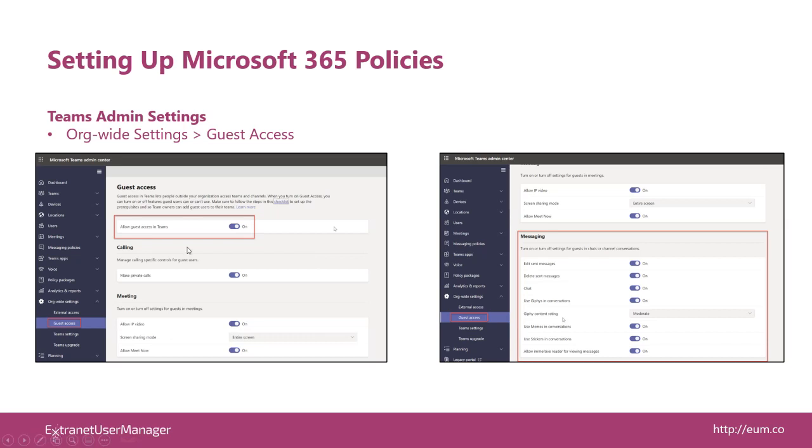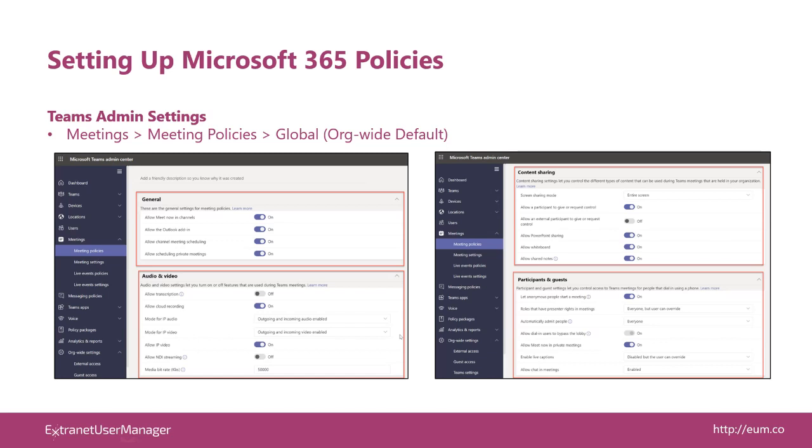Teams side, obviously it's very important to allow guest access in Teams. When you set up a new tenant, that's turned off by default. So if you want to be able to bring guest users in, you're going to need to turn that feature on. There are some meeting policies and live event policies that you're going to want to set here. Now, you don't necessarily need to set these at the tenant level. You can actually override them at the individual meeting level.